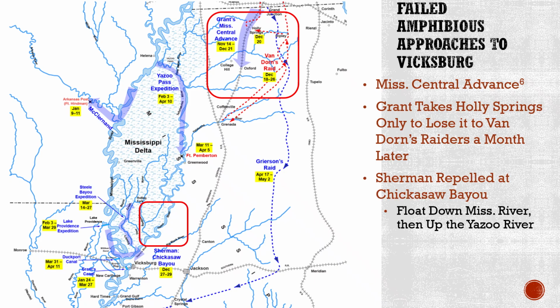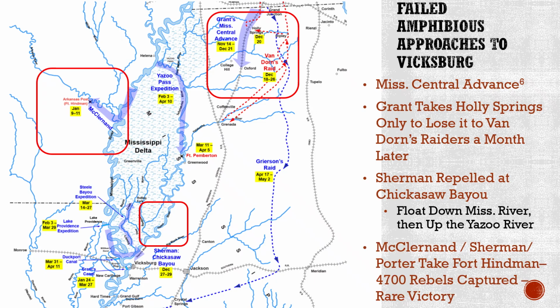Also, about this time in late December in 1862, General Sherman is repelled at Chickasaw Bayou. Basically, they were going to float down the Mississippi River and then up the Yazoo River, and it did not work out well for them. On a bright note, Generals McClernand and Sherman later, along with Admiral Porter, do take Fort Hindman. In this attack, over 4,700 Confederate rebels were captured, so one of the rare victories in their amphibious approaches.